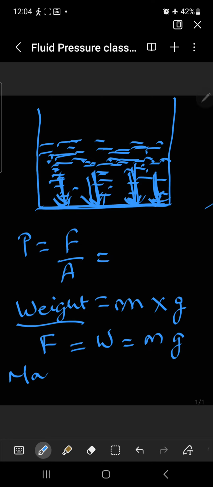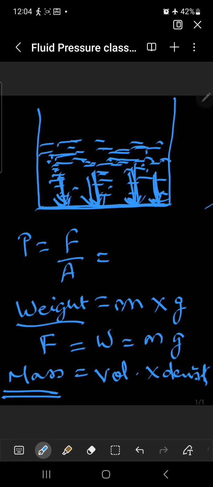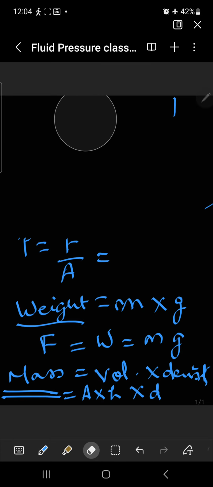Now what is mass? Mass is volume into density. Further, if we elaborate this formula, we can write volume as area into height, so mass is area into height into density.